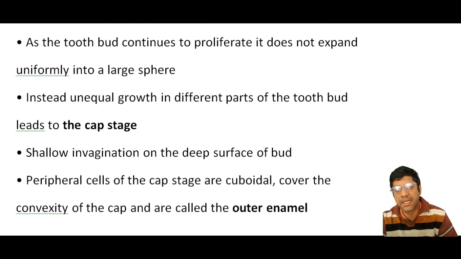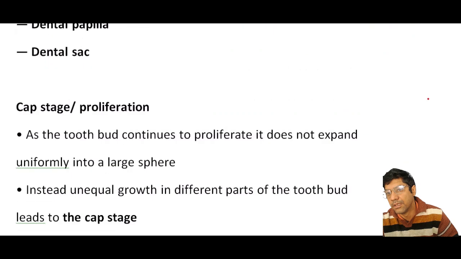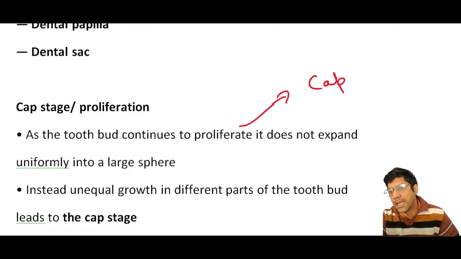The next stage is the cap stage. During the cap stage, the tooth bud does not expand uniformly. Uneven growth in the different parts of the tooth bud results in the creation of a shallow invagination or depression on the deep surface. That is what we call the cap stage.